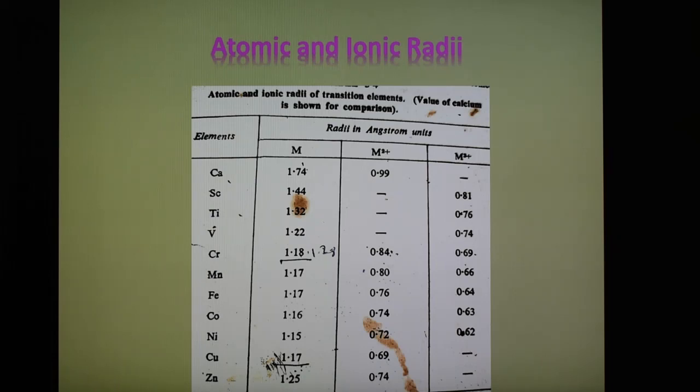The radii of M2+ ions are comparable with the calcium 2+ ion shown in the table, although there are slight differences. Similar to the atomic radius, the ionic radius also shows a slight decrease in value. So this table shows the variation from scandium to zinc. As the atomic number increases, the atomic and ionic radii decrease.